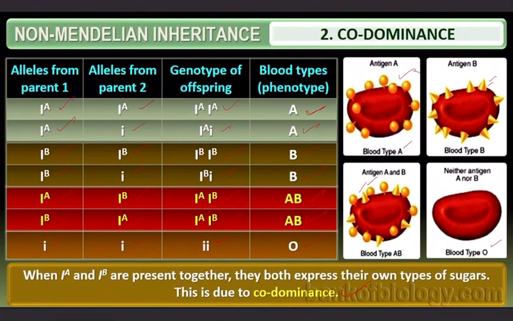So when IA, IB are present together, they both express their own types of sugars. This is due to codominance. So remember, we talked of two deviations, and these two, that is incomplete dominance and codominance. So you need to write, don't just see this photo which I am showing. Take a paper, write this, and put the crosses also, like parental genotype you write, F1 generation you write, and F2 generation also you write. Then only you will understand this concept very clearly.